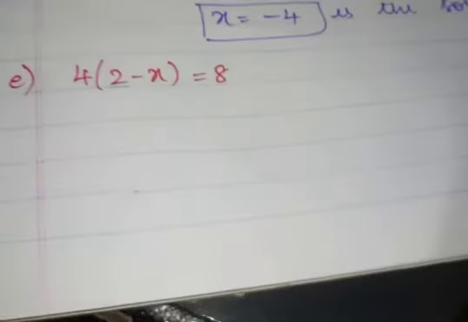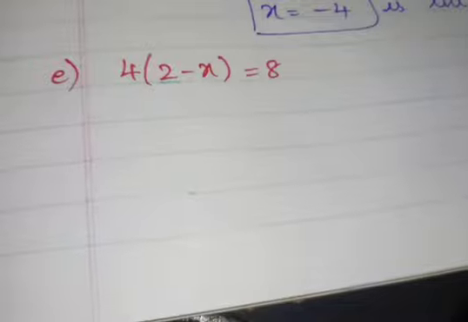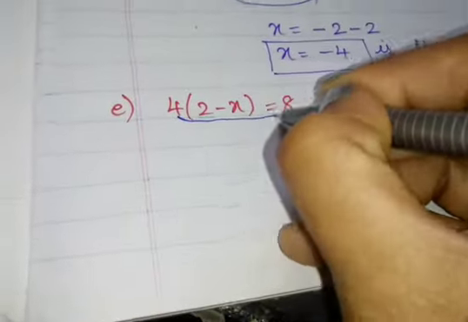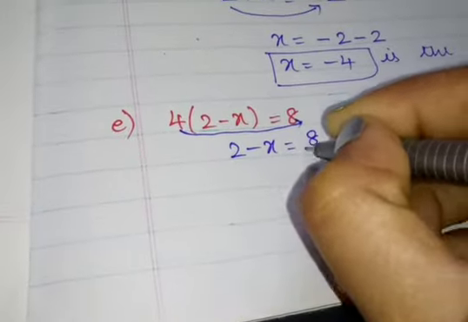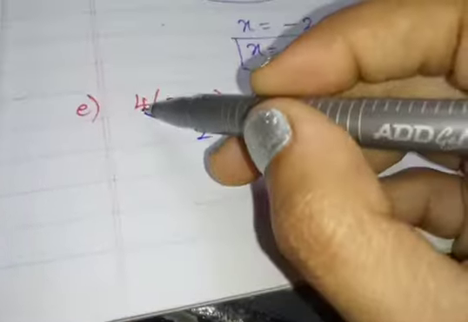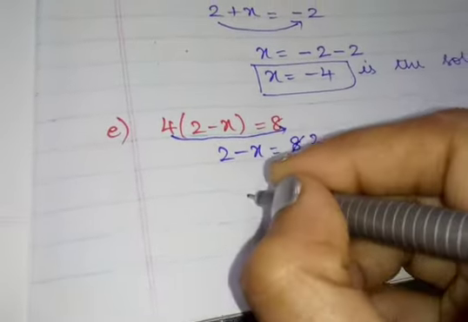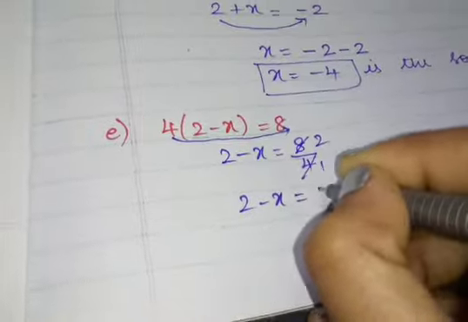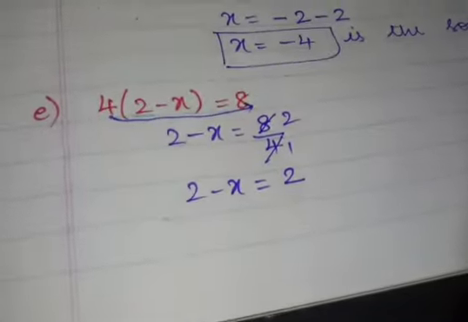Okay. E problem. 4 into 2 minus x is equal to 8. So first I am going to shift this 4 towards the next side. So 2 minus x is equal to 8 divided by 4. Is it correct? Yes, because if this 4 goes that side it becomes division. 4 1s are 4, 4 2s are 8. So 2 minus x is equal to 2. 2 by 1 is what? 2. But 2 minus x is equal to 2.